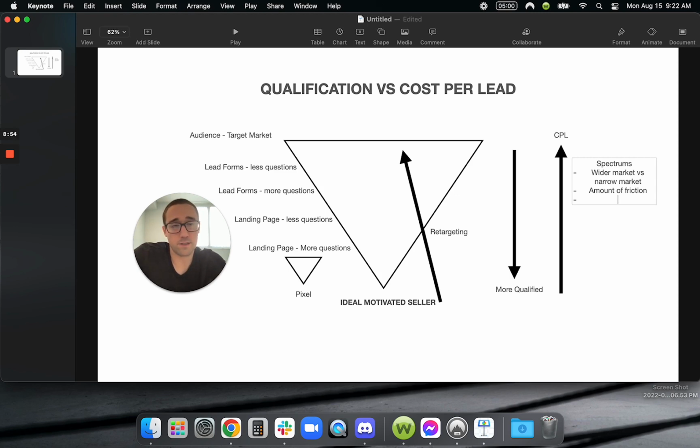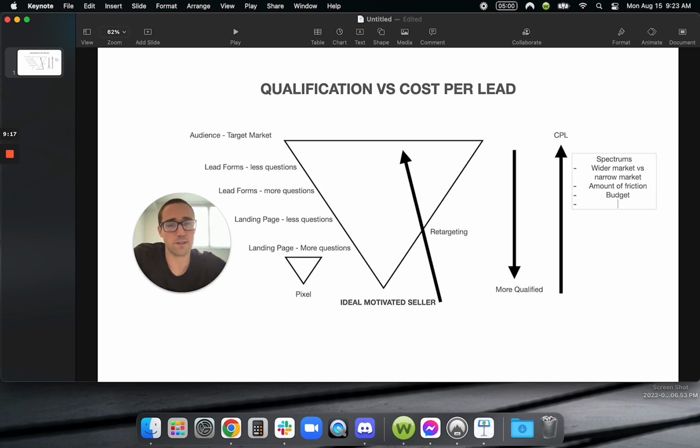Another spectrum you need to think of is your budget. For example, if you have a higher budget, you can do more testing and more optimizations quicker, which might help bring the cost per lead down. Whereas if you have a smaller budget, you're getting fewer leads over time, which means less data, which means it's going to take longer to qualify and go through this process. So that's something to consider.